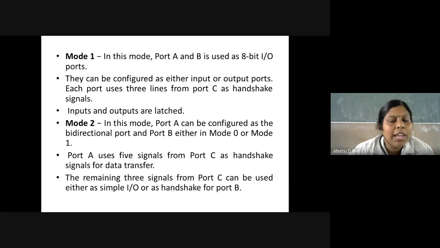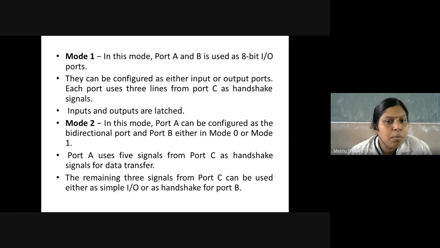So port A uses the port C upper, that is PC4 to PC7. Any 3 of those lines will be used as handshake signals. And in the case of port B, it will use port C lower, that is PC0 to PC3, any 3 signals as handshake signals. That is the mode 1 case, and here the inputs and outputs are latched. That is the mode 1 condition.